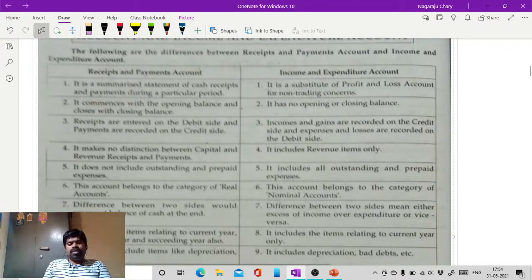Whereas the income and expenditure account is a substitute for the profit and loss account in non-trading concerns. So this is a statement consisting of receipts and payments. This is an account consisting of income and expenditure, incomes and gains, and expenditure and losses. Expenditure and losses are to be recorded on the debit side. Incomes and gains are to be recorded on the credit side. In case of receipts and payments, all the receipts are recorded on the debit side, all the payments are recorded on the credit side.